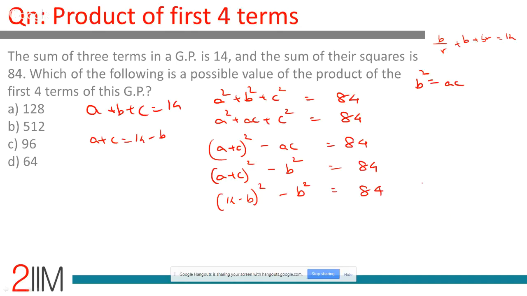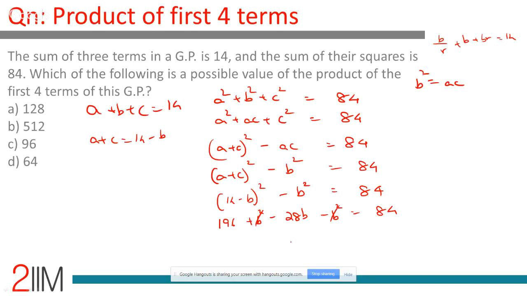This is a quadratic in B. It's at best a quadratic in B. It could even be simpler than that. Once you get that, if we solve that, we'll get B. Once you get B, simplifying the other two is far simpler. 14 minus B the whole square: 196 plus B square minus 28B minus B square is 84.